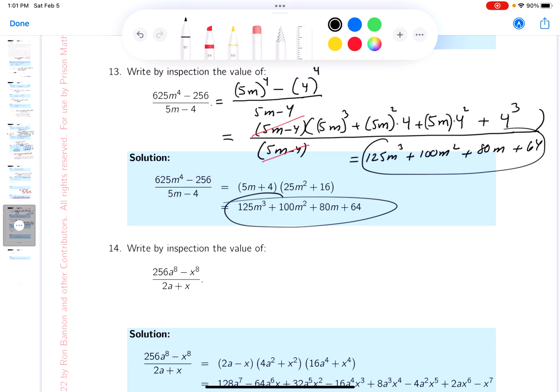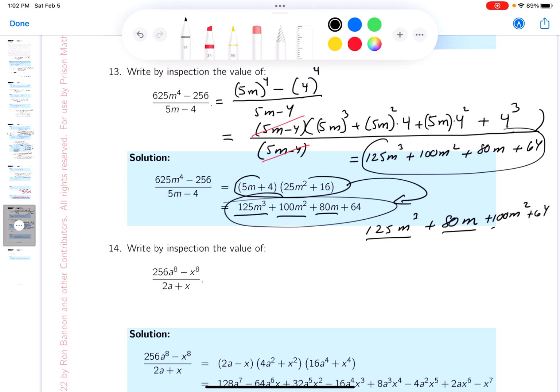Now, someone's going to say, I wonder, does this lead to this? And it does. Let me quickly go through that for you. 5m times 25m squared is 125m cubed. 5m times 16 is going to be 80m. 4 times 25m squared is 100m squared. And 4 times 16 is 64. Are we getting the terms? Of course we are. Everything's working out as advertised. Thank you.